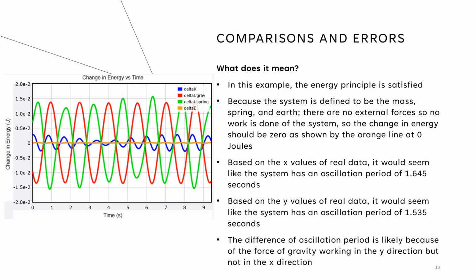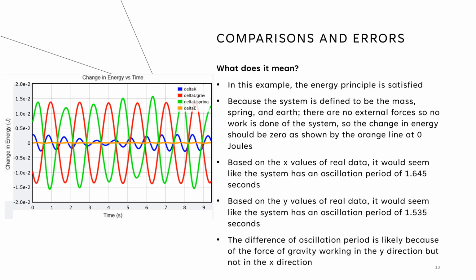So what does it mean? In this example, the energy principle is satisfied. That's because, as we can see on our graph, that orange line is at 0, and that is our delta E. So we see that our delta E is 0, so there's no energy going into or out of the system, and we expect that there shouldn't be. So this is all good. Because the system is defined to be the mass, spring, and earth, and there are no external forces, again, it should be 0. And this is exactly what we see.